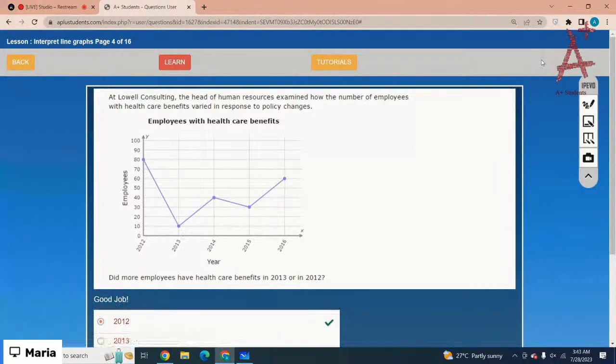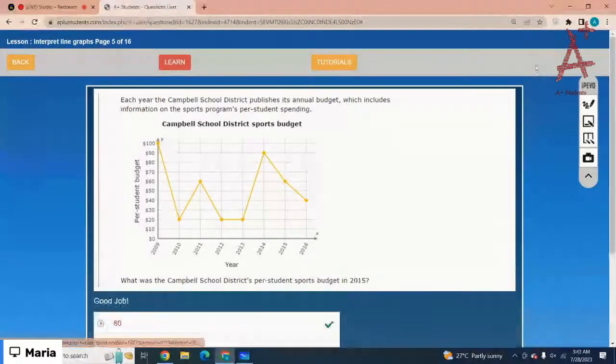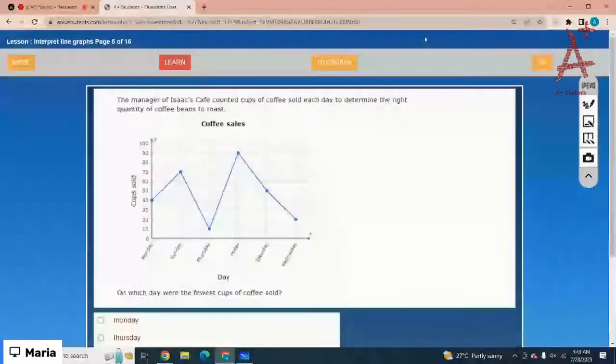Got it? Okay, each year the Campbell School District publishes its annual budget, which includes information on the sports programs and per student spending. What was the Campbell School District per student budget in 2015? Okay, here is 2015. Just look at the value here, it would be $60. So the correct option is 60. So that's how we read data from the line graph. You can complete the rest of the questions by yourself later today.